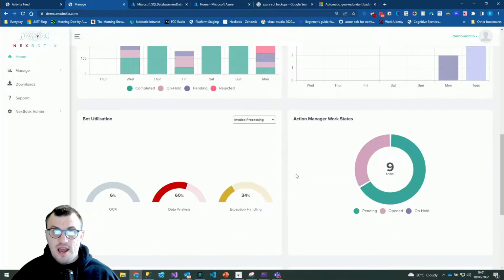You can also see a breakdown of the utilization between phases on a bot, where in this example we've got 60% of the bot's utilization running on a particular phase, in this case data analysis.